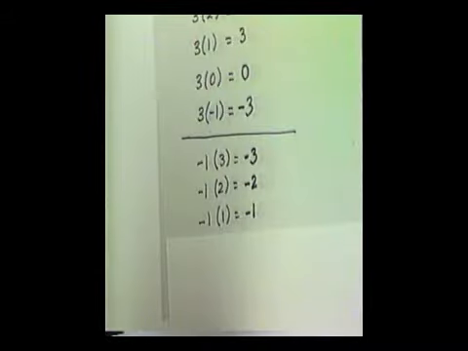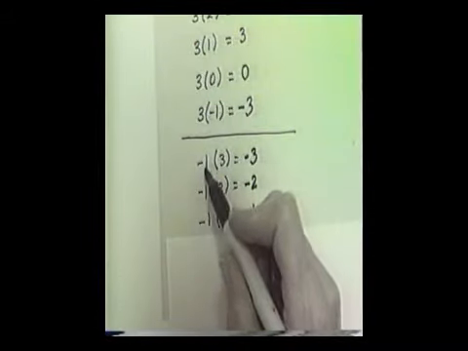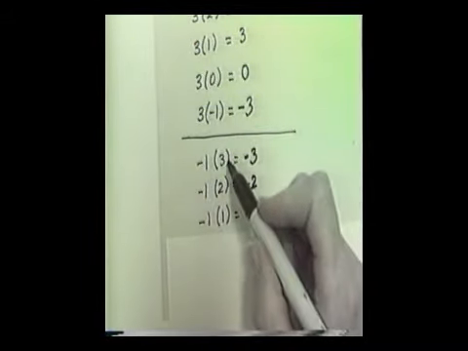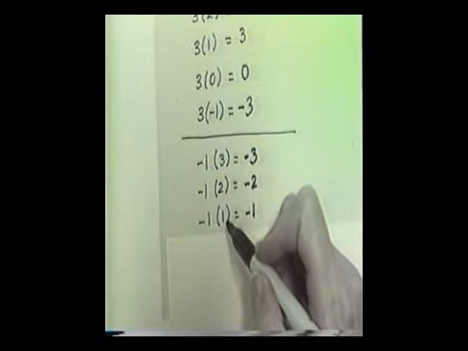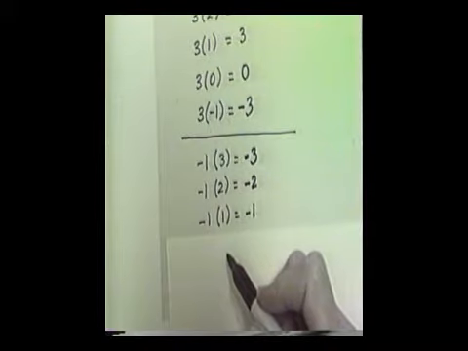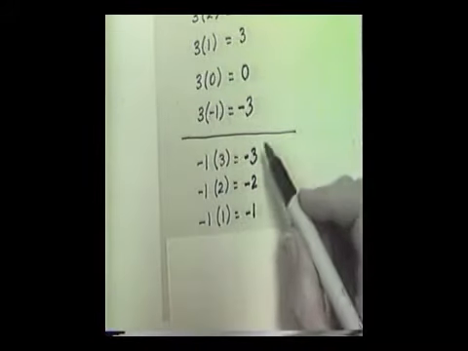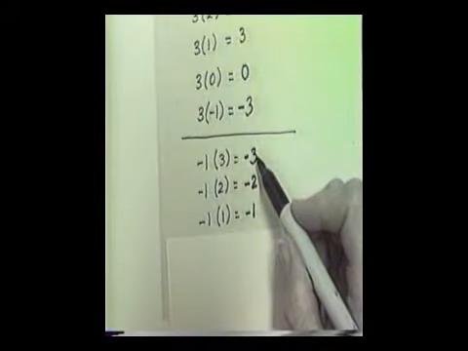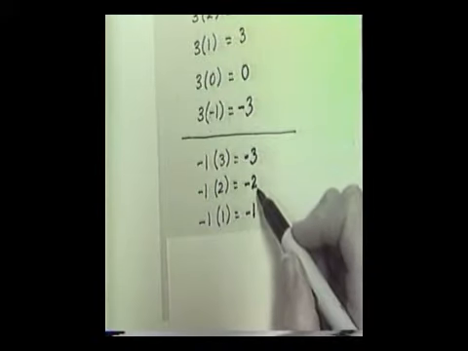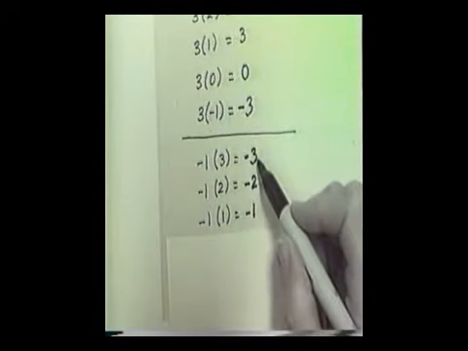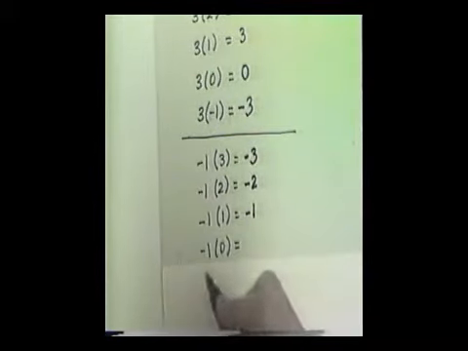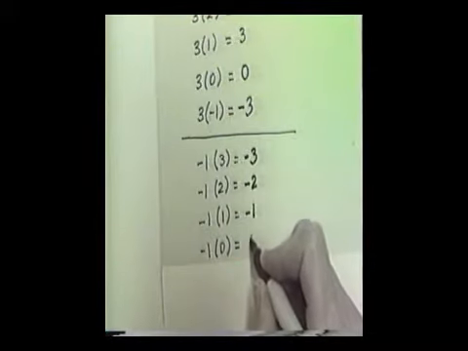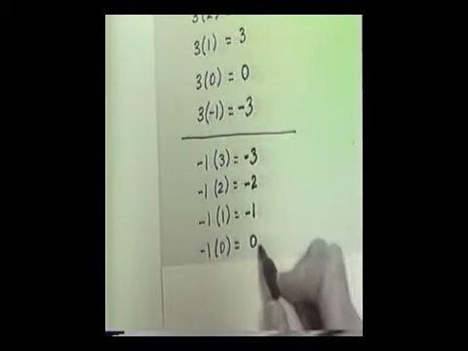Look at the pattern. Negative 1 remains unchanged. The second factors are 3, then 2, then 1. We should get 0 next. The products, the answers, are negative 3, negative 2, negative 1. Notice they're increasing by 1 each time. So if we go up by 1, we should get 0. And sure enough, negative 1 times 0 must be 0, since any number times 0 is 0.